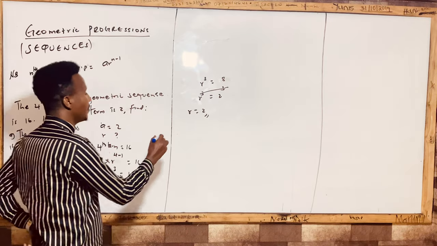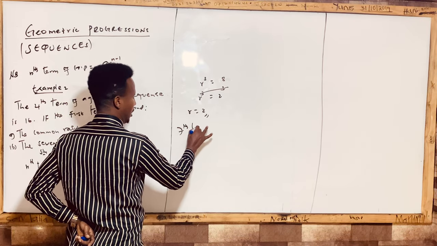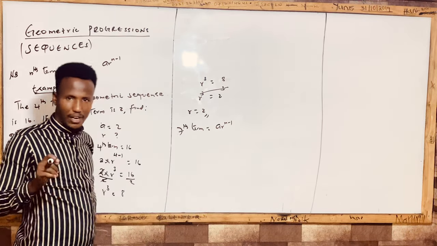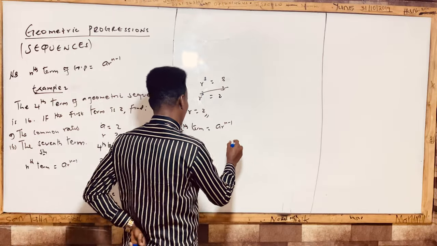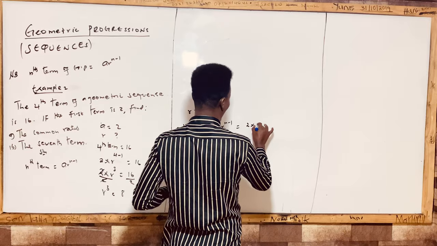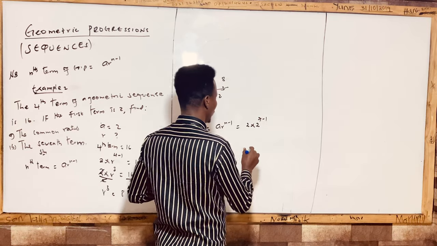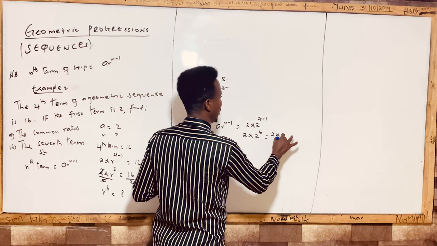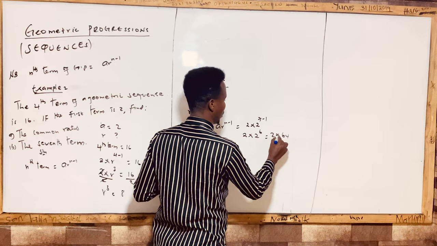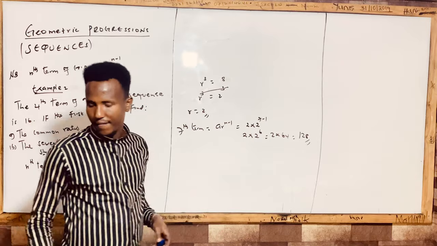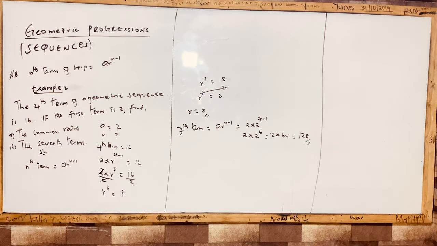Then you are told to find the seventh term. You're going to say AR power n less 1. Knowing that we have A and R, our A is 2, don't forget, times R, which is also 2, power 7 less 1. So this will give us 2 times 2 power 6, which is 2 times 64, because 2 power 6 is 64. Then finally we have 128 as the final answer.